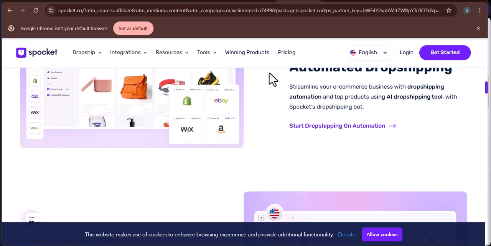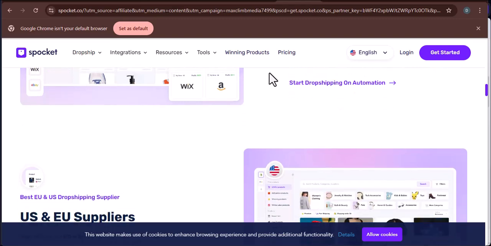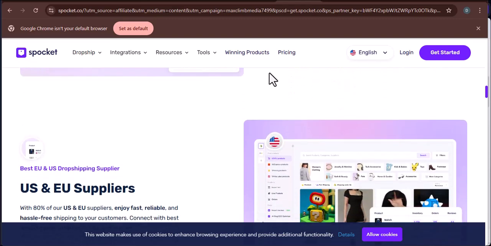In addition to the monthly fee, there are also some transaction fees. These fees vary depending on the product you're selling.